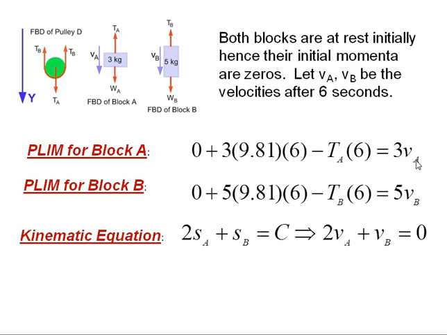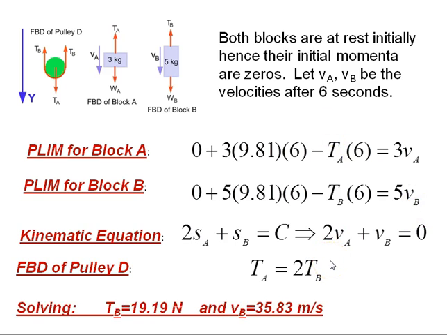The other equation is the kinematic equation, which we differentiate to obtain 2VA plus VB is 0, and finally we have the FBD of pulley D. So we have 4 equations, 4 unknowns, and we can solve for TB and VB. I would encourage you to go through this problem step by step very thoroughly and convince yourself that you got everything right. Try to solve it without looking at this solution, and then if you get something wrong, come back and refer to the solution provided here.